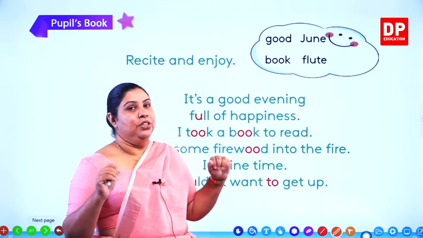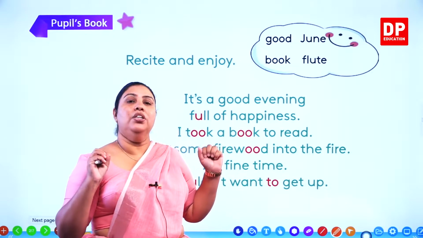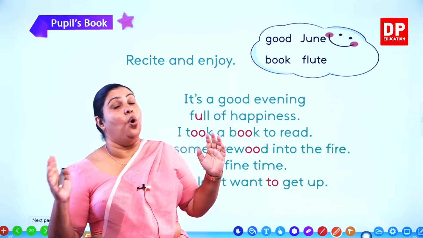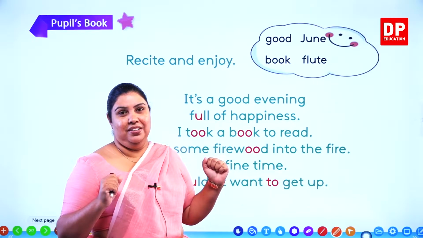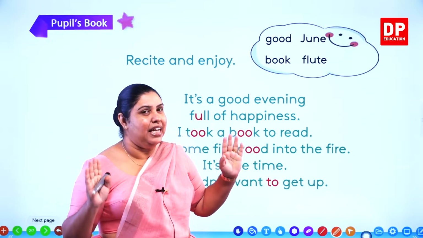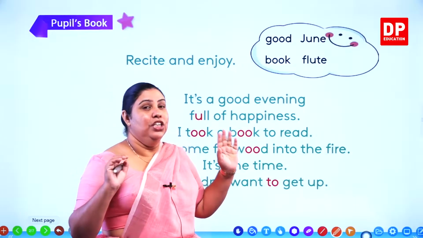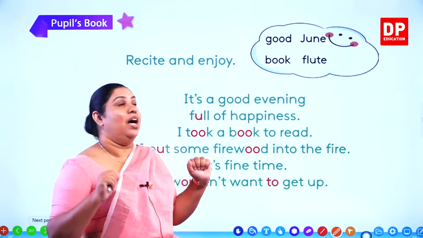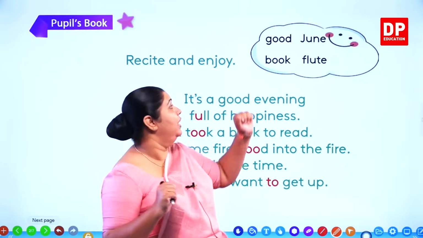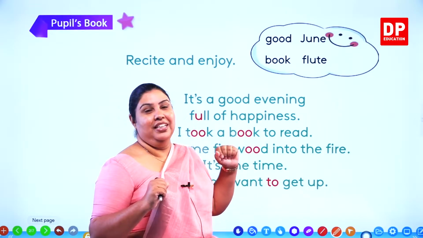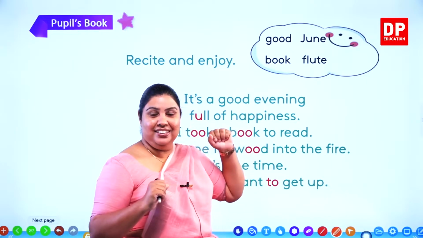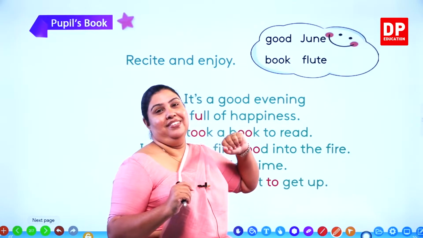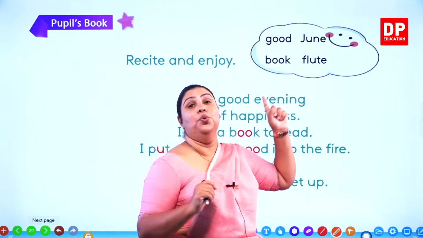So today we are going to concentrate on 2 sounds. The short U sound and the long U sound. Right? So these are the words that we are going to use for the short U sound and the long U sound. We are going to use the word good and book, and we are going to use June and the word flute.